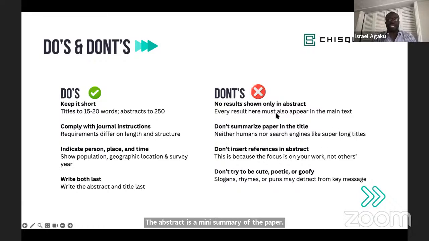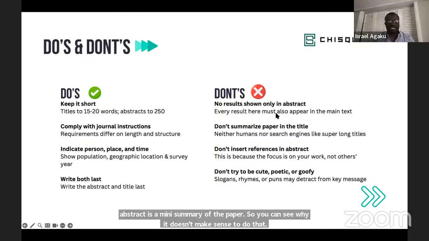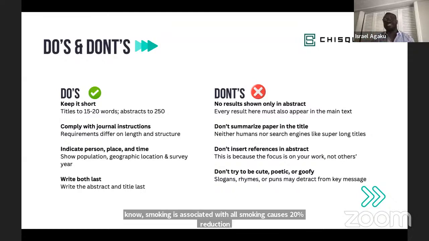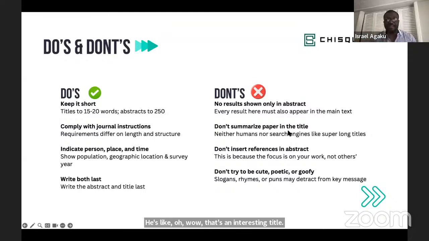Don't summarize the paper in the title. Sometimes you read the title and you're like, okay, is this an encyclopedia? Are you trying to summarize the paper? Something like "evidence that smoking is associated with, or smoking causes, 20% reduction." It's like, oh wow, that's an interesting title. So please don't do that.